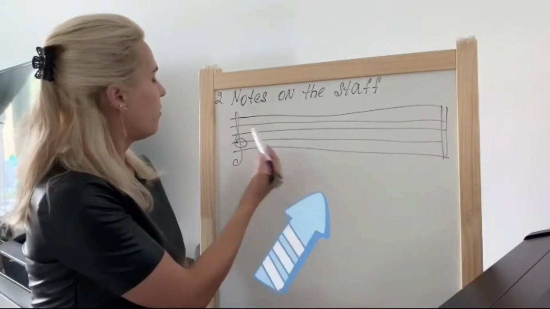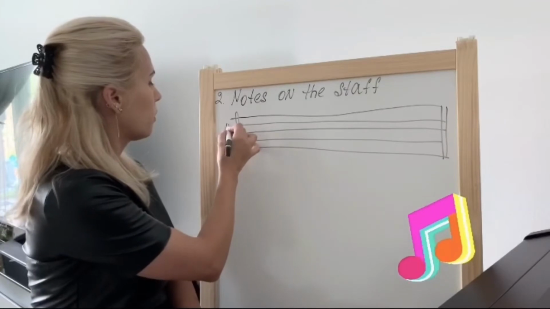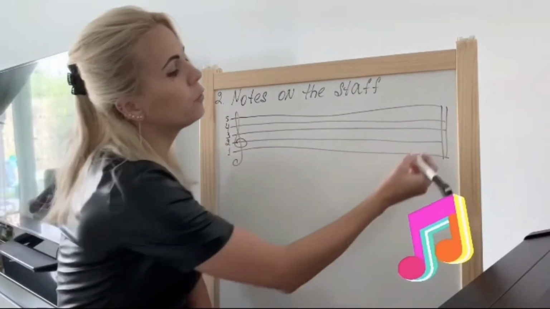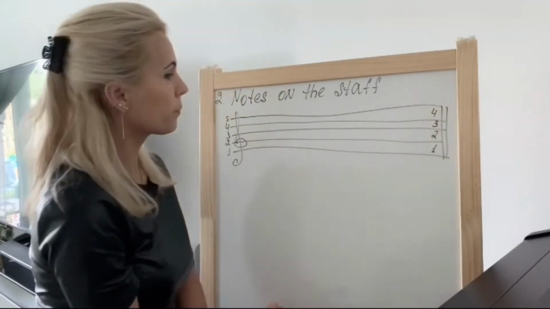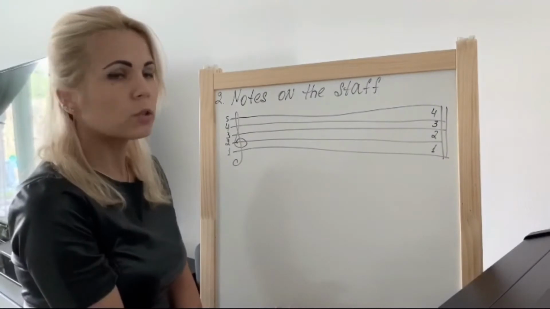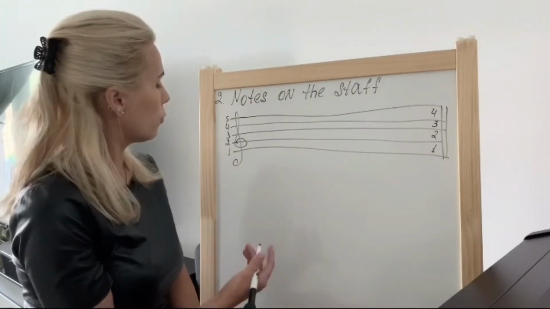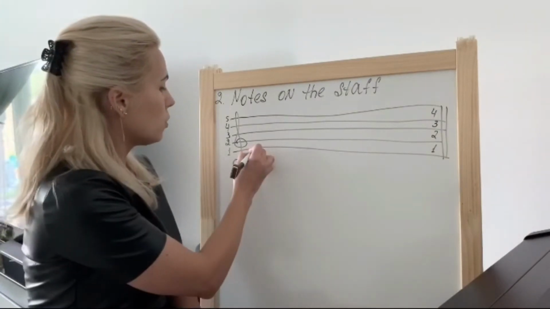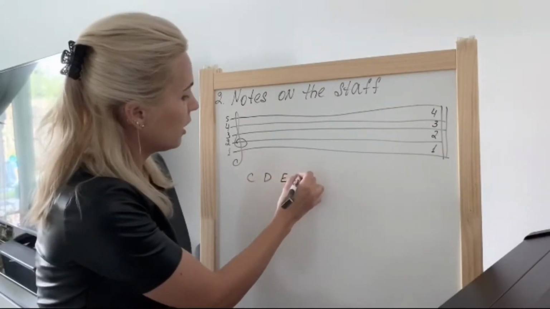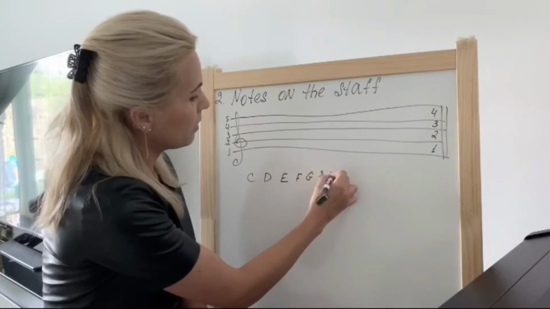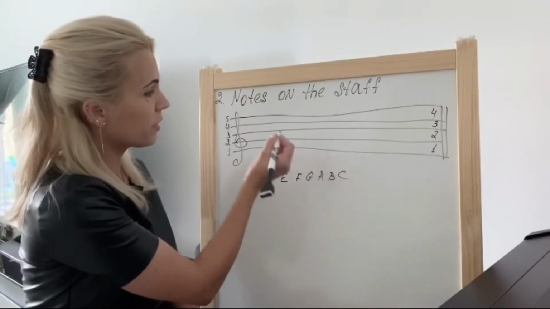You can see that we have 5 lines, and you can put numbers for yourself. Write down the numbers 1, 2, 3, 4 and 5, and we have 4 spaces: 1, 2, 3, 4. So the way we organize notes on the staff is very consistent and actually easy to follow, because our notes, for example, we have a C major scale where we have C, D, E, F, G, A, B, and C.